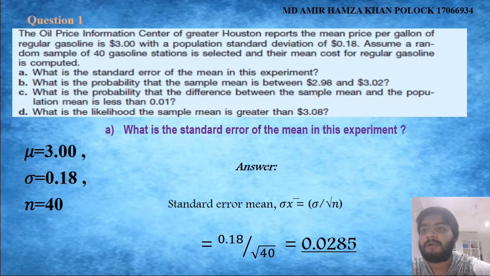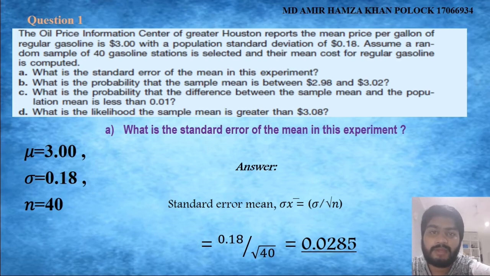The question is, what is the standard error of the mean in this experiment? And the answer is here: mu equal to 3.0, sigma equal to 0.18, and sample size n equal to 40. So the standard error of the mean is sigma x bar equal to sigma by root n, equal to 0.18 by root 40, equal to 0.0285.